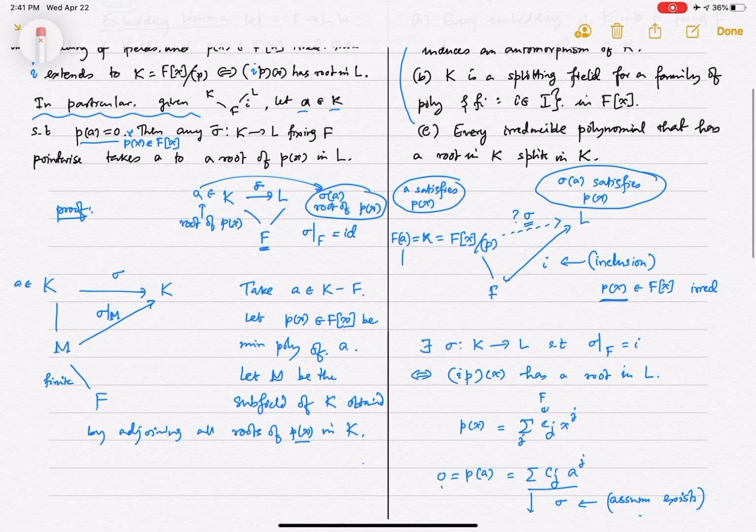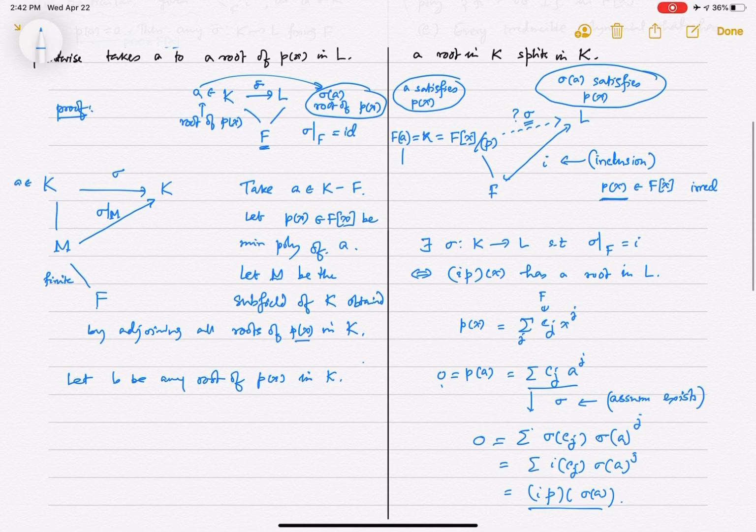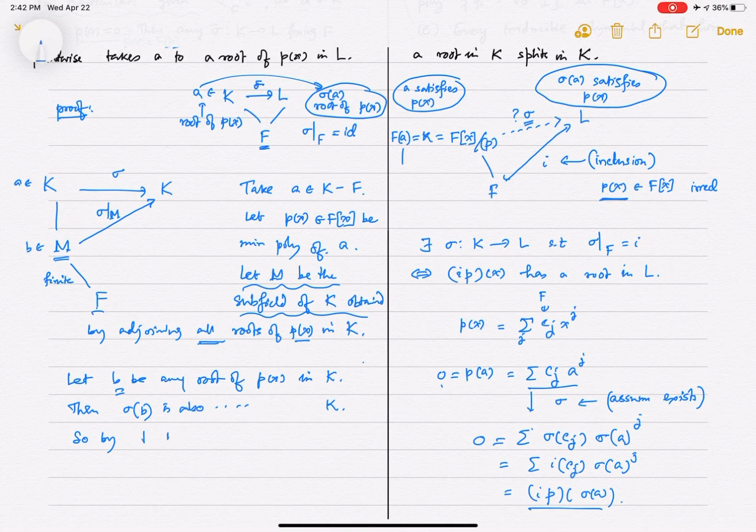You see, let B be any root of P(x) in K. So this B is in M. These are the things that I'm adding to F to get M. But then B satisfies P(x), so sigma(B) also satisfies P(x), is also a root of P(x) in K. But I added all the roots of P(x) in K to M already. That was the definition of M. So by definition of M, sigma(B) is again in M.